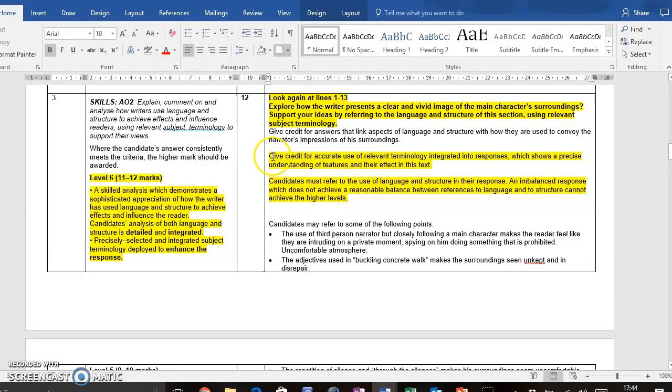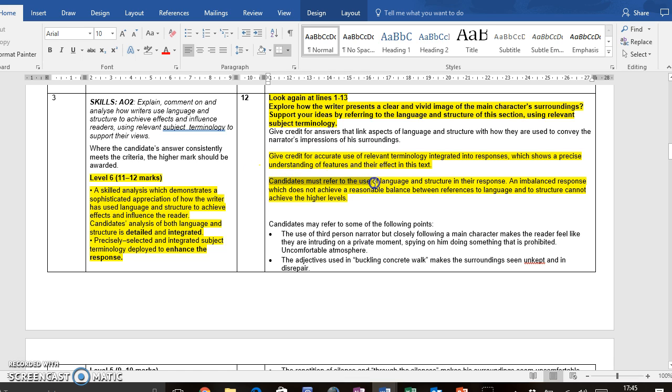So I've just also highlighted this because this is a guide to the examiners, which I think is important. It guides the examiner to give credit for accurate use of relevant terminology, again integrated into responses, with a precise understanding of features and their effect. In other words, do not just feature spot. Do not just say the writer uses an adjective, give your quote and that's it. You must explain what the effect is in order to get good marks.